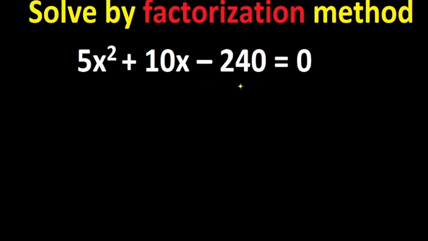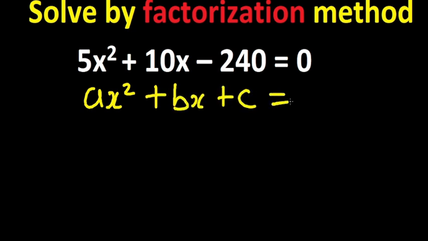Hey guys, in this video, I'm going to show you a trick for solving any quadratic equation using the factorization method. So if you have a quadratic equation of this form, ax squared plus bx plus c equals 0, where the coefficient of x squared, that is the lead coefficient a, is greater than 1. As you can see here, the coefficient of x squared is greater than 1, which is 5.